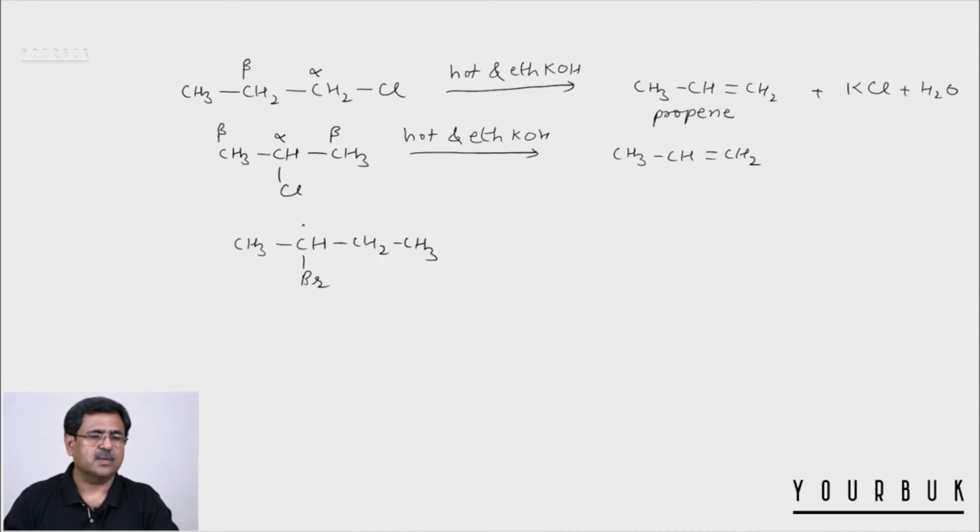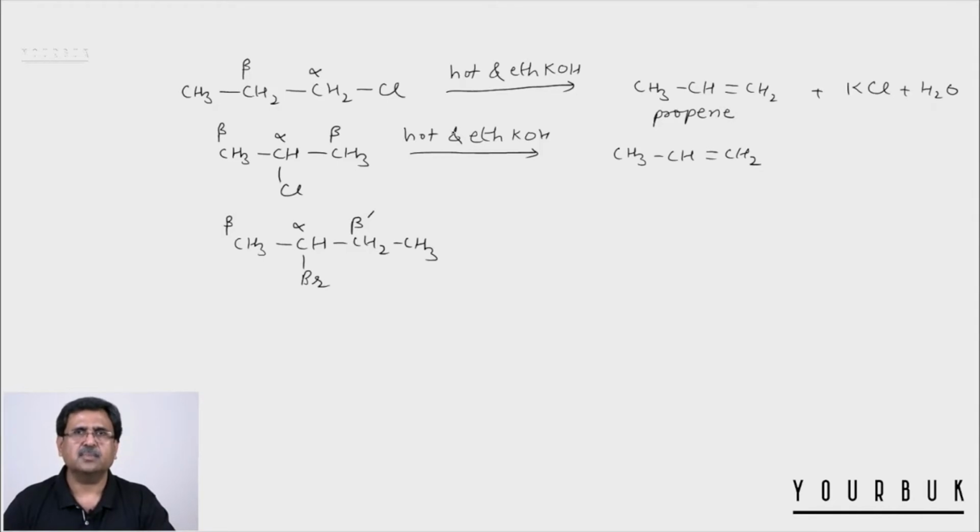Now this carbon is your alpha carbon to which the bromine is attached, and in this case also there are two beta carbons present, but in this case both the beta carbons are different. So we are labeling one beta carbon as beta and the second beta carbon as beta dash. Now since we have two different beta carbons present, we have two options to eliminate H plus ion, either from the beta or from the beta dash.